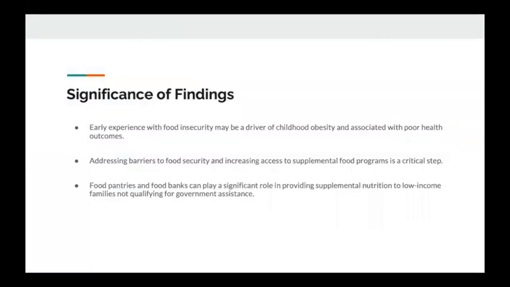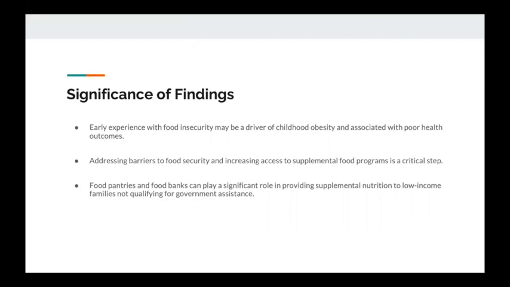So early experience with food insecurity may be a driver of childhood obesity and associated with poor health outcomes. Addressing barriers to food insecurity and increasing access to supplemental food programs is a critical step. One way we could do this is through policy improvement. Programs such as SNAP have shown to reduce the likelihood of families experiencing food insecurity, and children with early childhood access to these benefits were shown to have a lower risk of obesity, heart disease, and diabetes.